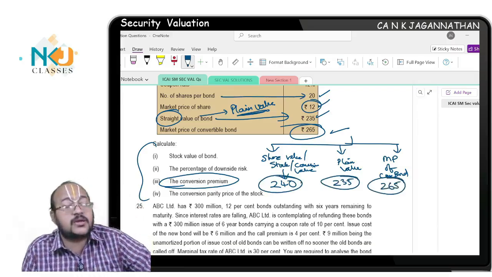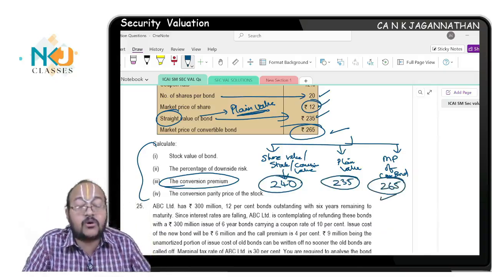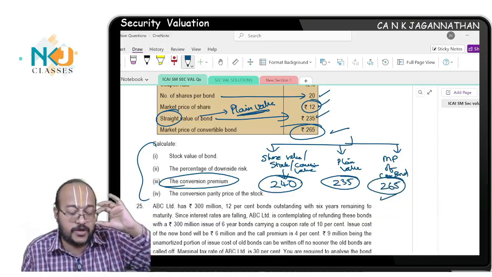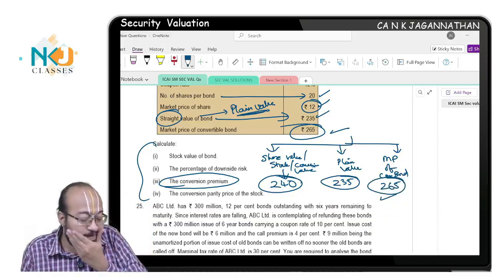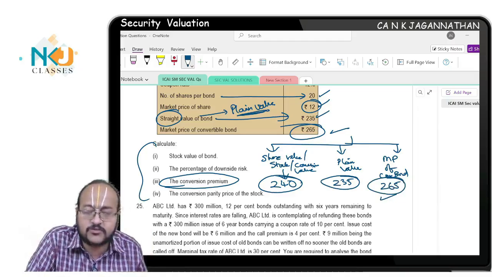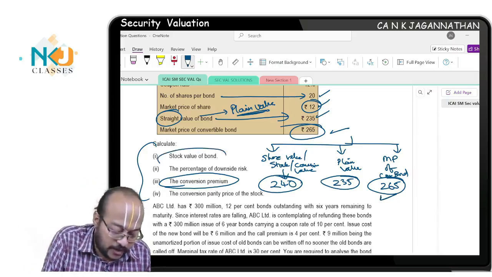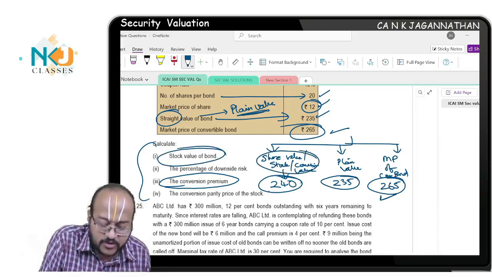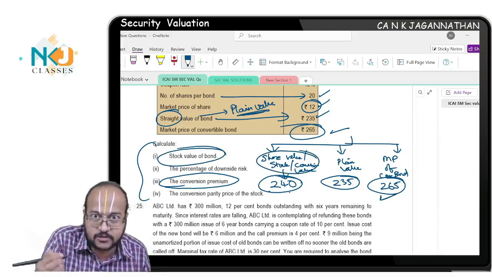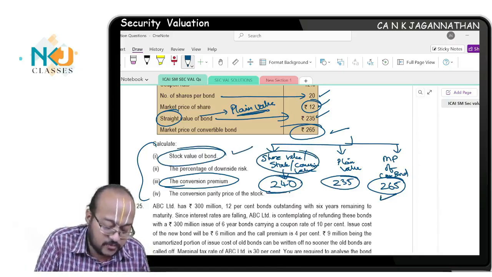Are you all seeing? These three prices are very, very important. The market price of the convertible bond will always be traded at a premium. Of all three, which will be the most expensive? The one with the conversion option, so this will always be at a premium. Now, what is the stock value of the bond? Simple: number of shares into the market price of the shares, 240. Agreed? I am telling you the solution itself.